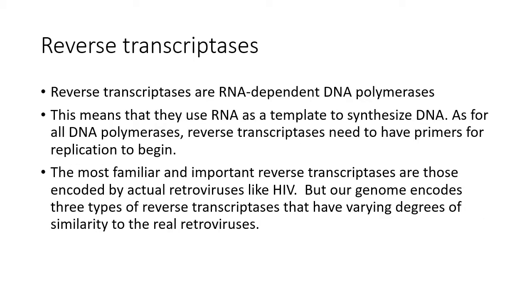Okay, so in terms of the reverse transcriptases, we know what those are. Those are RNA-dependent DNA polymerases. So what that means is they use an RNA as a template to synthesize DNA. And of course, they need to have primers for this purpose. So the ones that are most familiar, famous, are the reverse transcriptase encoded by retrovirus, but our own genome actually encodes, if you look at it right, 3 types of reverse transcriptase that are different.